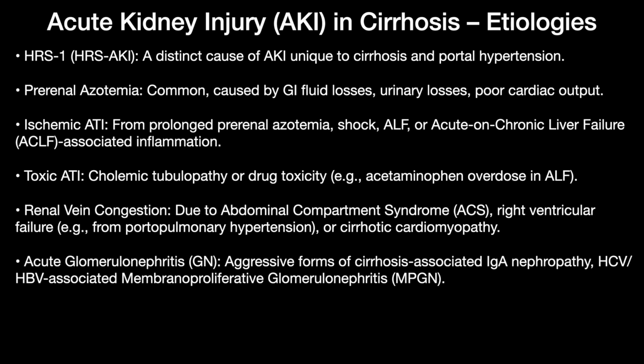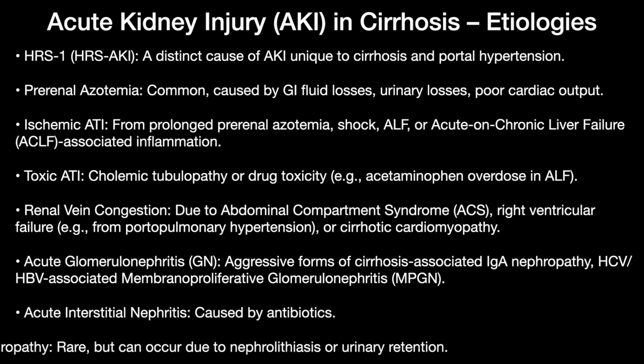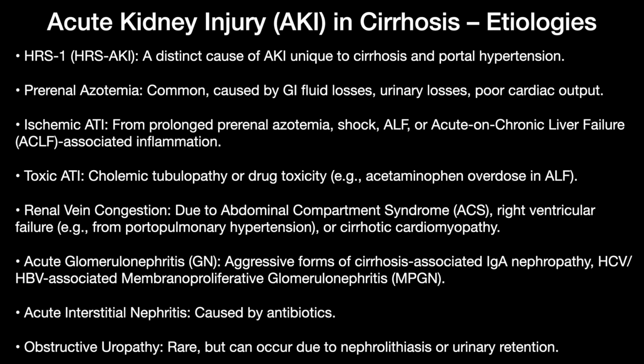Acute glomerulonephritis is an aggressive form of cirrhosis associated IgA nephropathy, or HCV and HBV associated membranoproliferative glomerulonephritis. Acute interstitial nephritis can be caused because of the antibiotics that we give. And finally, obstructive uropathy, though rare in these cases, can occur due to nephrolithiasis or urinary retention. So every time a patient of AKI comes to us with chronic liver disease, it doesn't mean the diagnosis is HRS. We have a wide range of disorders in the kidney which can happen.